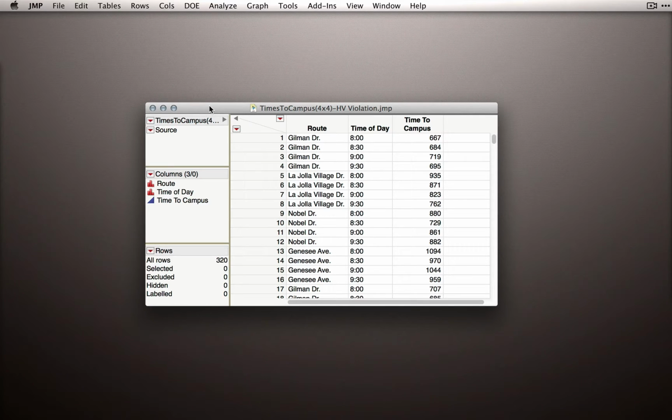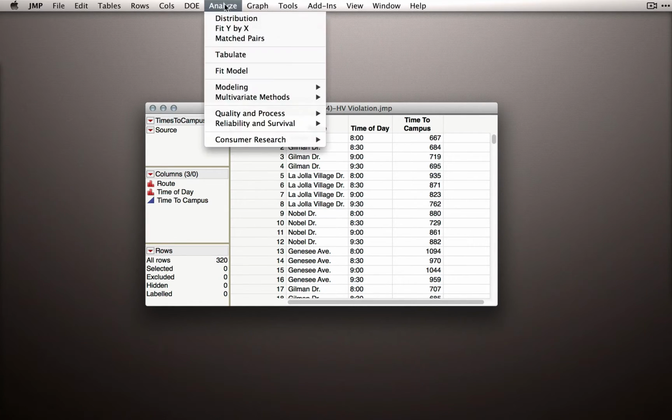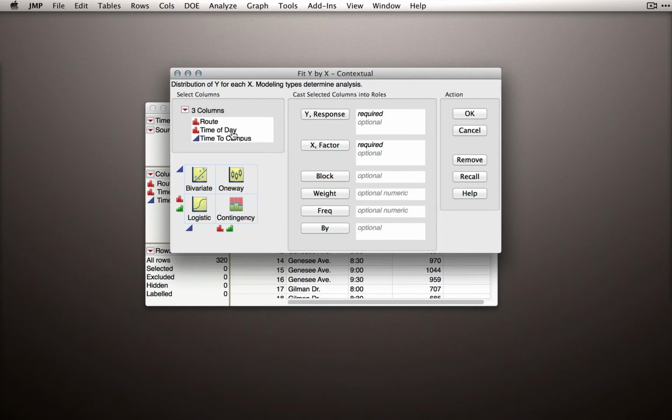Let's first use Fit Y by X to assess whether we have differences in the variances of the times to campus measurements across these different factors. To start, I'll go to Analyze, Fit Y by X, and I'll put times to campus as my Y like we've done before. Now I'll take both route and time of day and put them as my X factors.